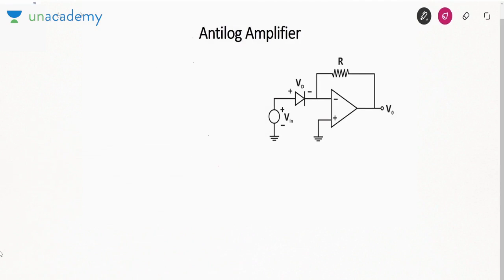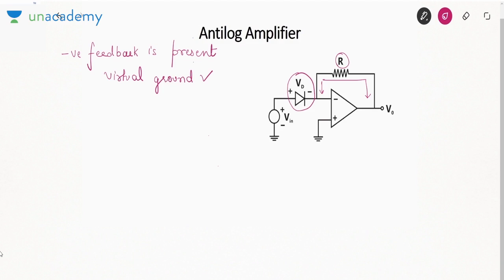The inverse of this is called the anti-log amplifier. So see, what modification have we done? We have replaced or exchanged the position of the diode and resistor. So here this negative feedback path is completed. If negative feedback is present, in that case we can apply the concept of virtual ground. Okay, if I can apply the concept of virtual ground, then negative terminal voltage is equal to positive terminal voltage, equal to 0, because the positive terminal voltage is 0.